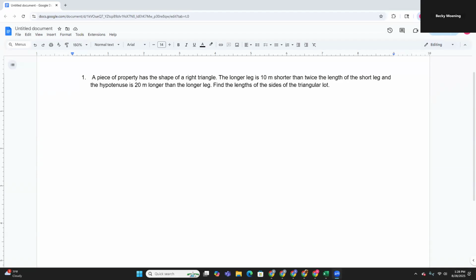We're going to play with a right triangle question here where we get into the Pythagorean theorem and quadratic equations. It's kind of putting it all together in one piece. So a piece of property has the shape of a right triangle. Well, let's start by drawing ourselves a picture here.